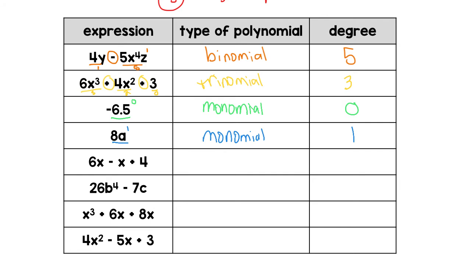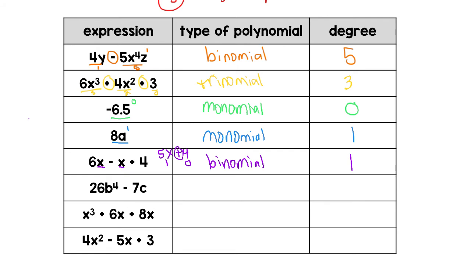All right, we've got 6x minus x plus 4. Well, we've got 2 terms with x's in them. We need to combine like terms and simplify this a little bit. So this is going to become 6x minus x is 5x plus 4. Now we can see that we have 1 plus sign, so it's a binomial. 5x has a degree of 1, 4 has a degree of 0. That means the degree of our polynomial is 1.